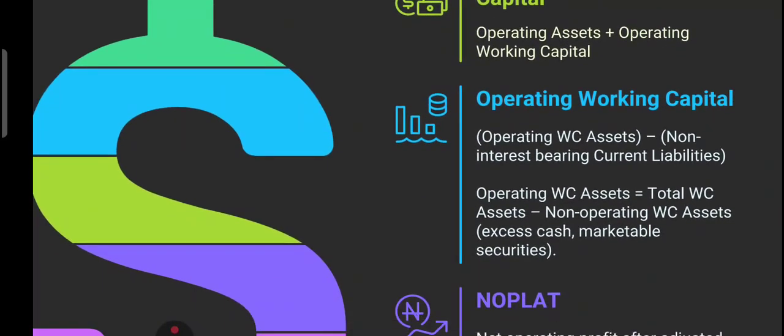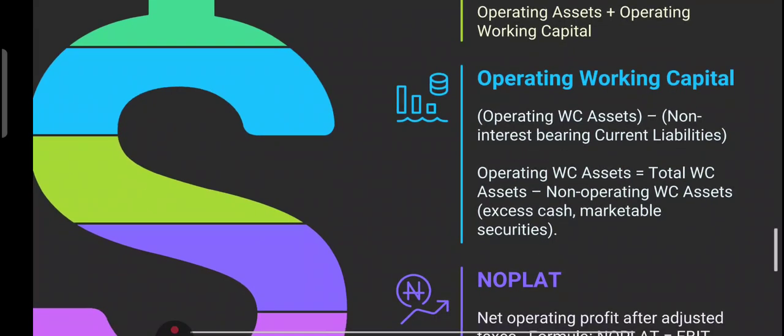Now what is this operating working capital? This is short term money movement. That is why it is working capital. It is the money tied up in everyday operation, like buying inventory, stock, or waiting for customers to pay, receivable, or paying suppliers, that is called liability, right?